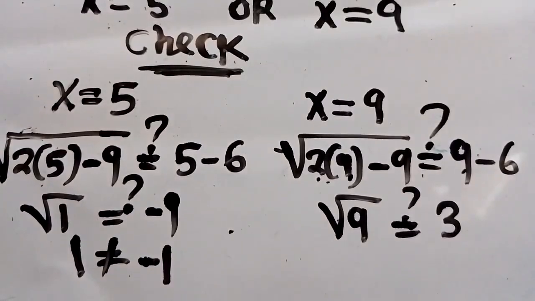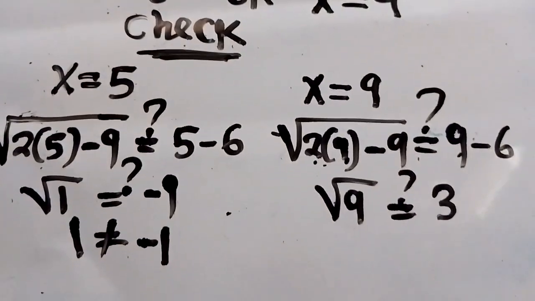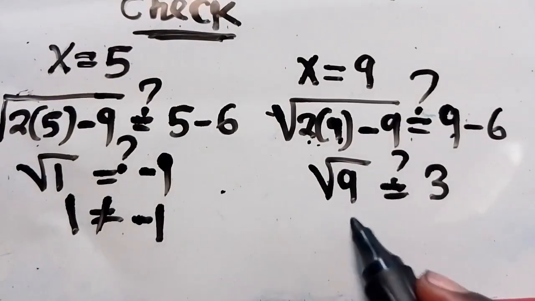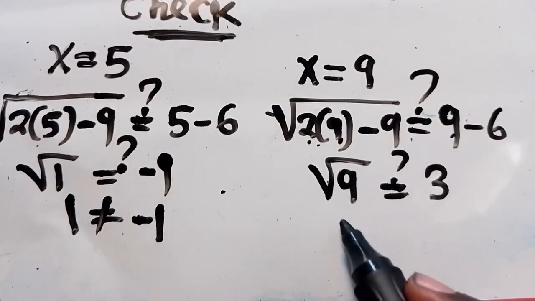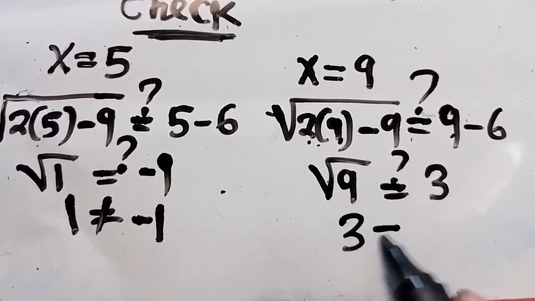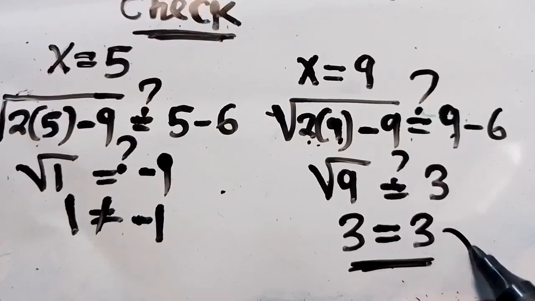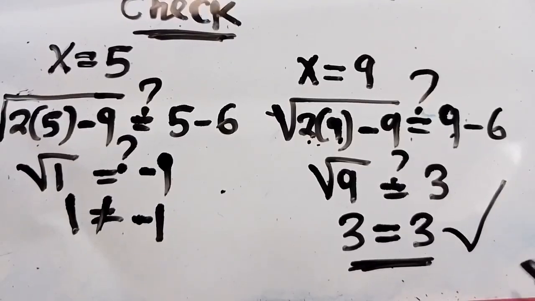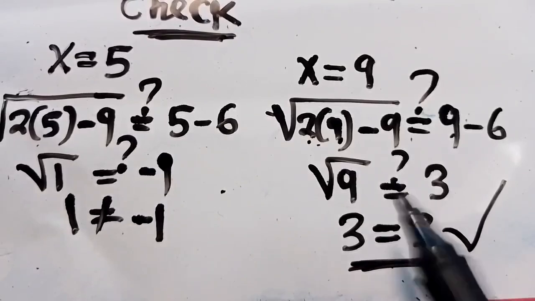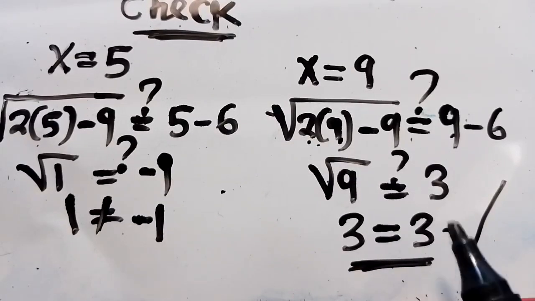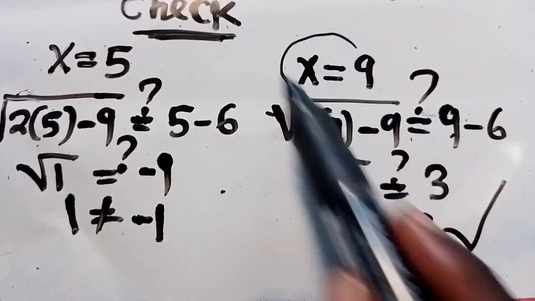Then from here, what's the next thing that I'm supposed to do? The next thing is to find the square root of 9. It is 3. Which is equal to 3. So 3 is equal to 3. Good, correct. So what is my answer now? This one that has proven true the equation. So this is the answer.